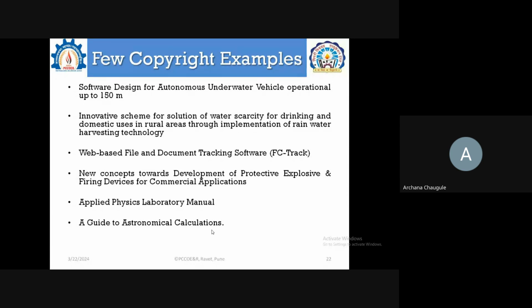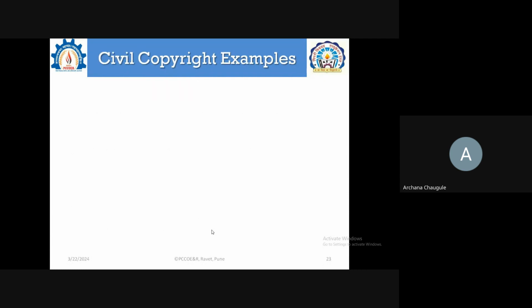Now, these were general copyright examples. We will now go through field-specific examples. I am assuming there are different audiences here, from the civil branch, the mechanical branch, architecture, accounts, and medicine. So I have taken examples from each and every field. First, we will go through civil copyright examples.